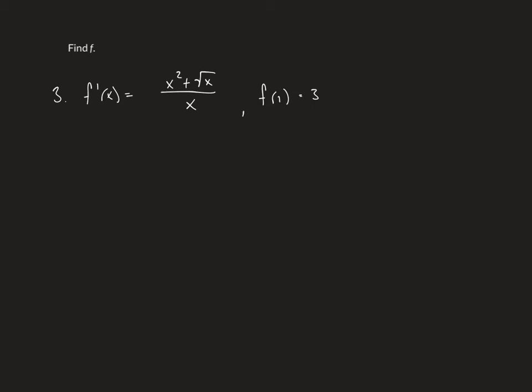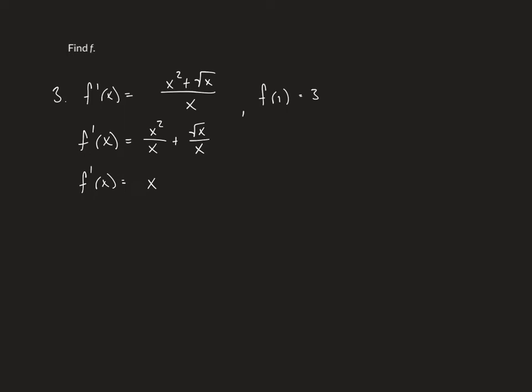So we did an example like this in class. I think that first what we should do is rewrite it so that there are 2 fractions here. Okay, so we have x squared over x plus the square root of x over x, which is equal to the original function, but this is going to be an easier way to see things, because now I can rewrite this x squared divided by x as just x.